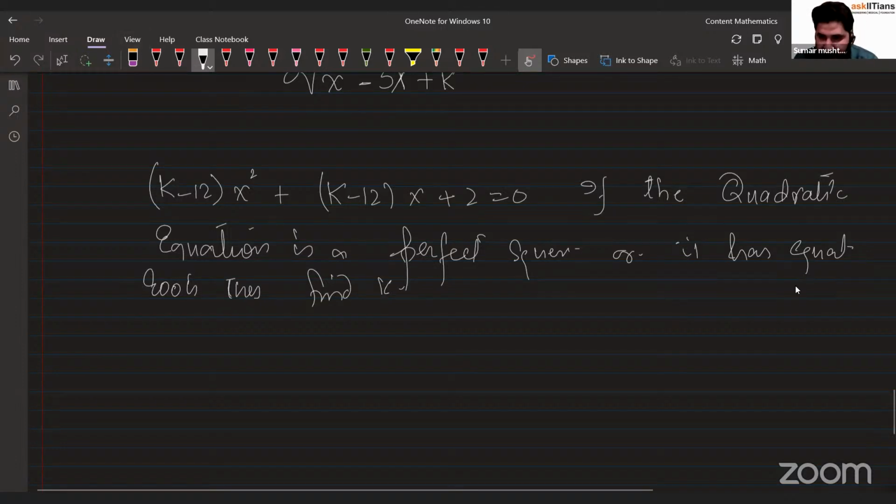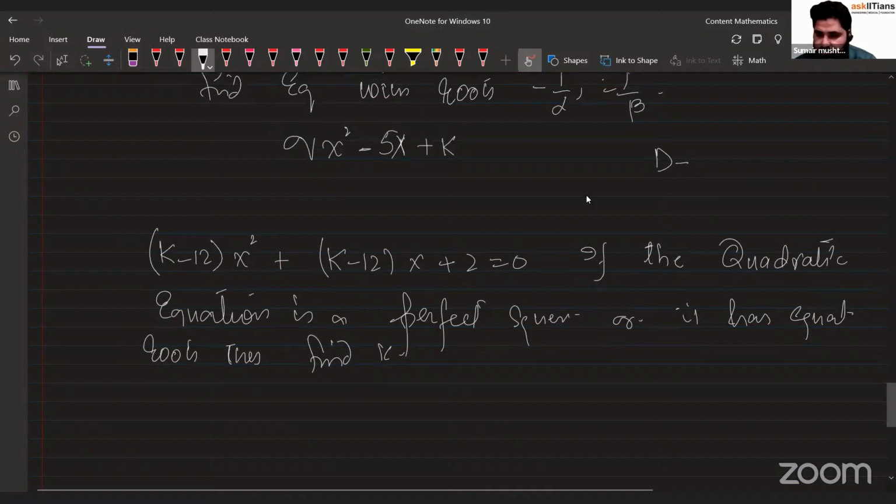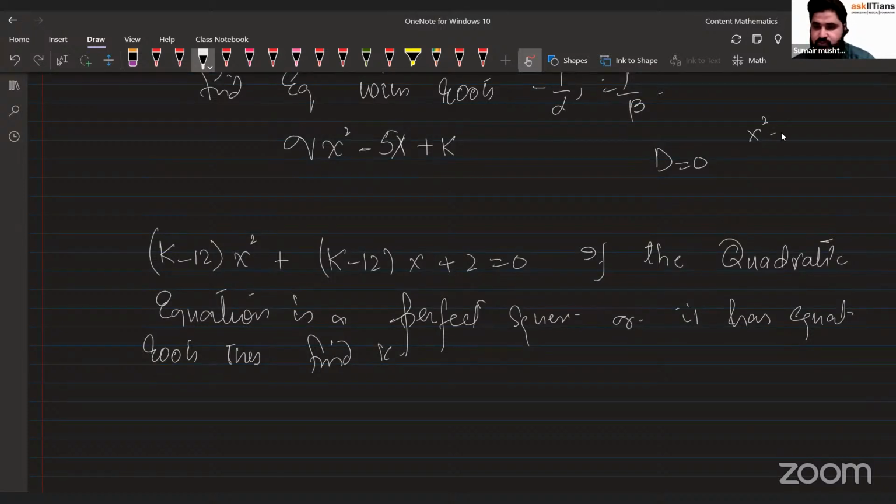Because when d is equal to 0, it has two real roots, two equal roots, so that it becomes a perfect square. Let us suppose you have x square plus 4x plus 4. What is the value of d here? The value of d here is 0, and I can write it as a perfect square, x plus 2 whole square. So this is a perfect square. Its roots are negative 2 and negative 2. That's why I gave you both the conditions: perfect square or has equal roots.